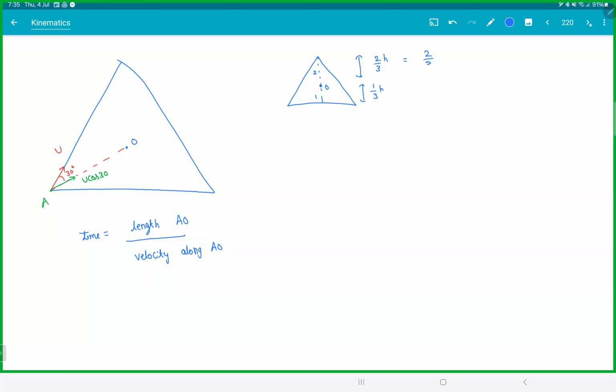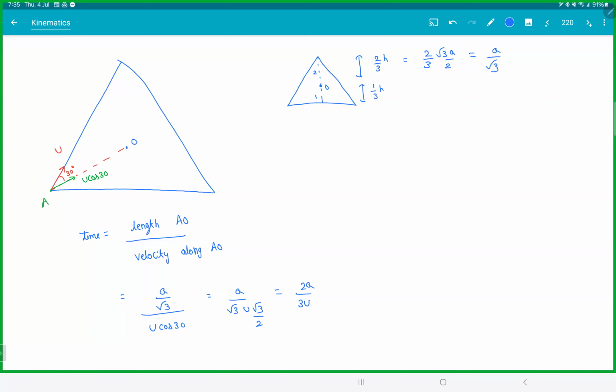Height is nothing but √3 A by 2, so this length would be A by √3, and velocity would be U cos 30. U cos 30 is √3 by 2. That would be 2A by 3U. That is the time when they meet.